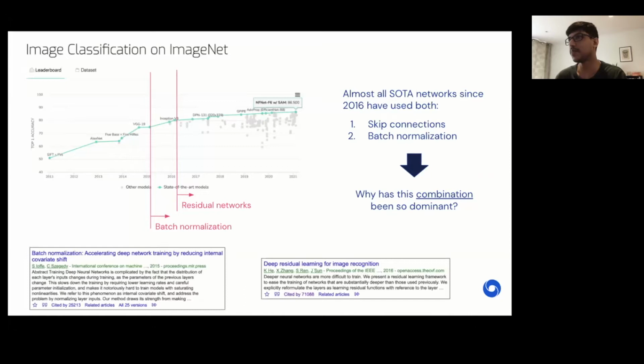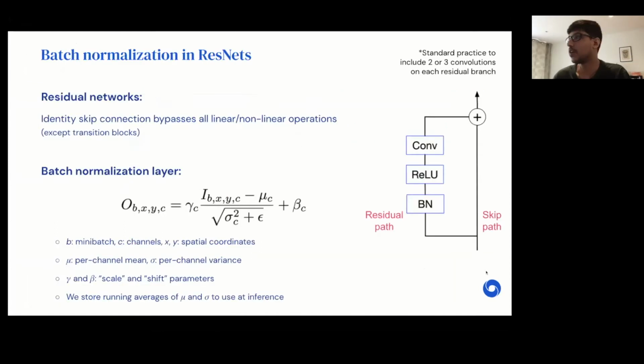So just to set the scene of what I mean by batch normalization and ResNets, here on the right I show a simple residual block in a residual network, where the key thing is that we add the skip path, which is an identity skip connection, which bypasses all the linear and nonlinear operations on the residual path. And at the end of the block, you sum the signal from the skip path and the residual path together.